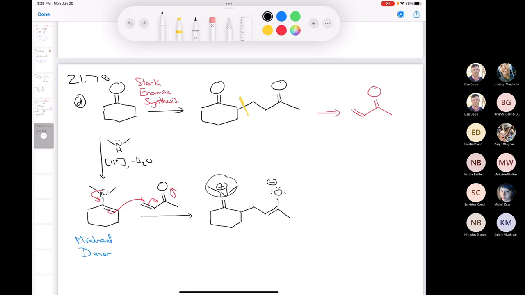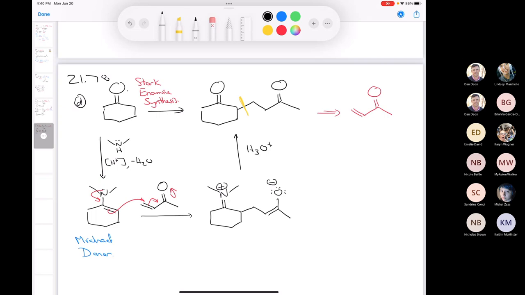The charges balance out. And then all we have to do to convert both of those to the ketones is just treat it with aqueous acid. And that's going to hydrolyze the iminium to the ketone. It's going to convert this to the enol, which tautomerizes to give you the second ketone. So just aqueous acid, nothing more than that. So this is a perfect example of a Stork enamine synthesis, which is how we convert a ketone into a Michael donor.